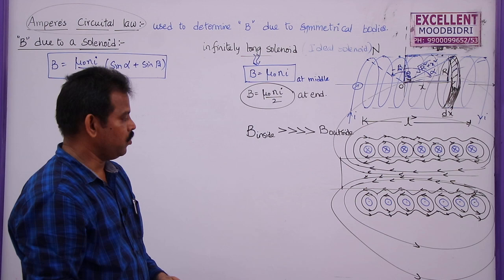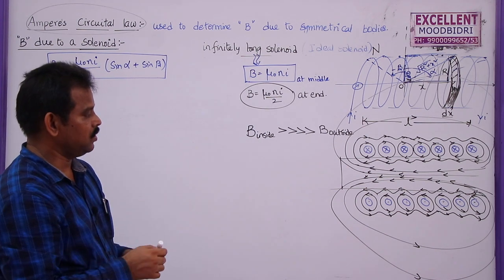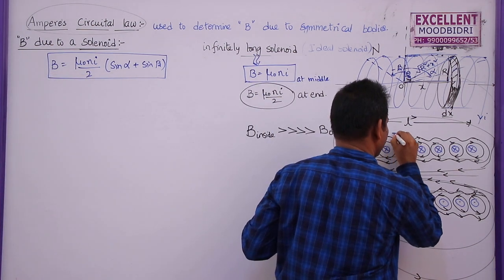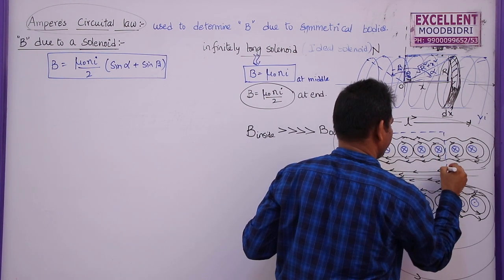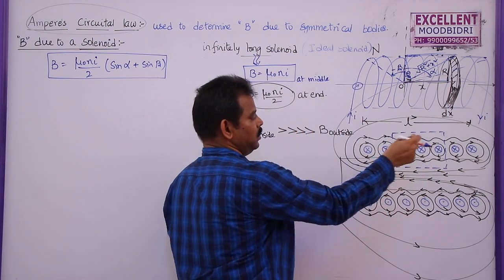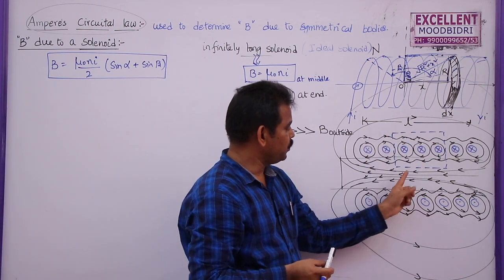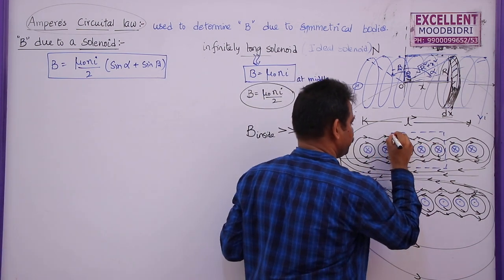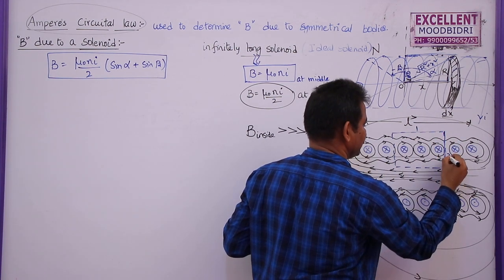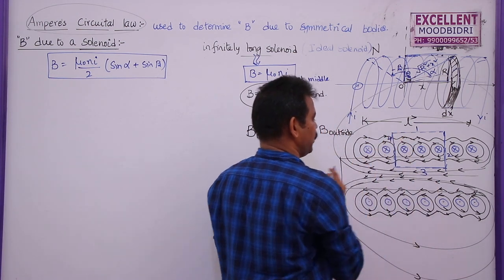Now here what I am going to do is consider an Amperean loop for this coil. So here I am going to consider one Amperean loop that is enclosing these current carrying elements. In the diagram, this Amperean loop is enclosing 3. So I will take this side as the first side of this Amperean loop, the second side, the third side, and the fourth side of the Amperean loop.